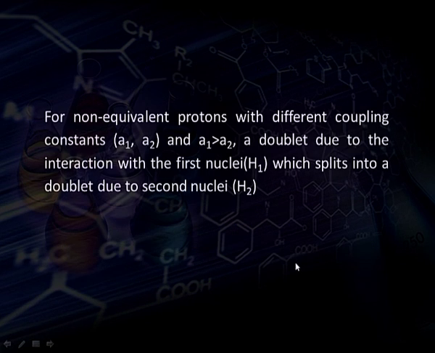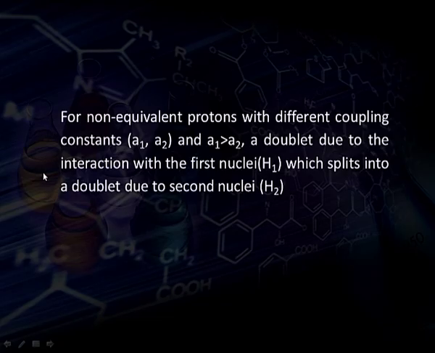For non-equivalent protons with different coupling constants, what is happening in this case? A single electron is interacting with more than one nuclei, but the coupling constant of both the nuclei are different. Suppose the coupling constant of the first nuclei is A1 and that of the second nuclei is A2, and A1 is greater than A2, then a doublet is caused due to the interaction of the electron with the first nuclei, and this doublet further splits into another doublet due to the interaction with the second nuclei.